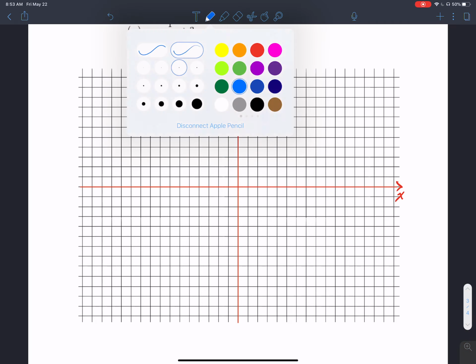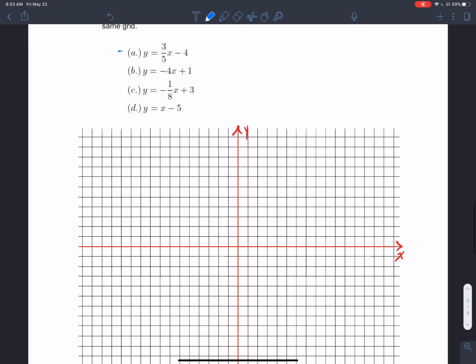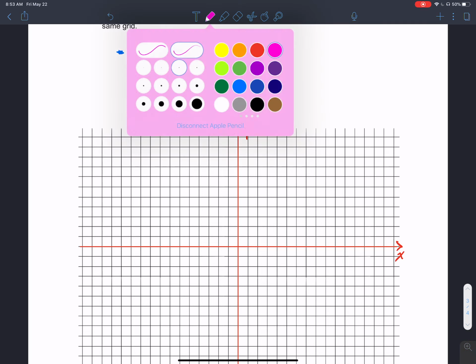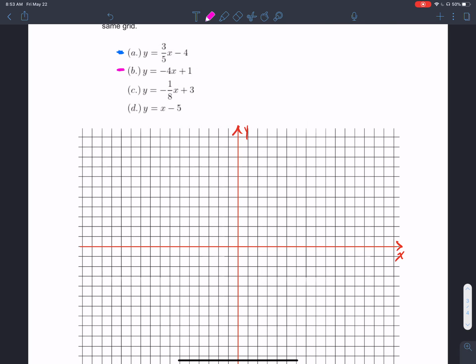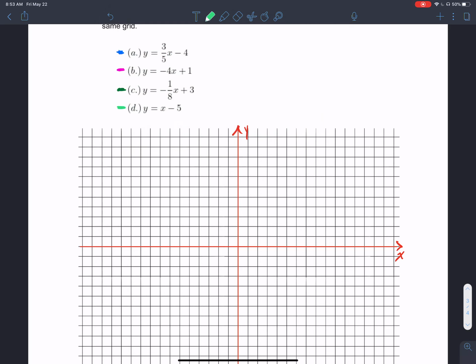I'm going to use blue for my points. And actually here, I'll label what each one is going to be here. So I'll do blue for that one, I'll do pink for B. I will do dark green for C. And what should I do for the other one? Let's do this seafoam green. Okay, those are all different enough.